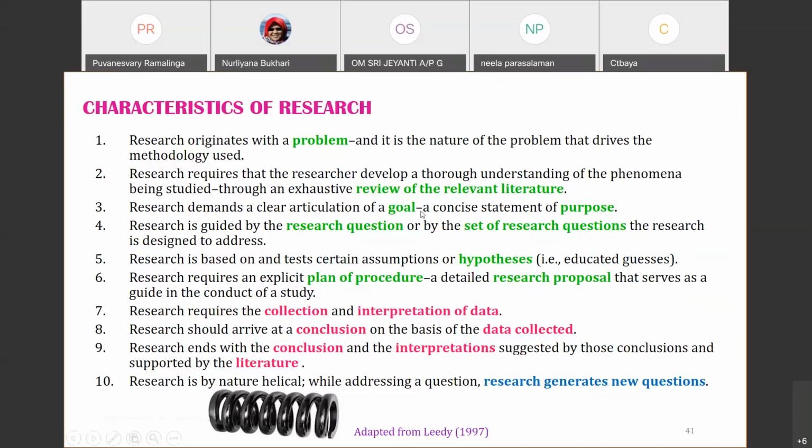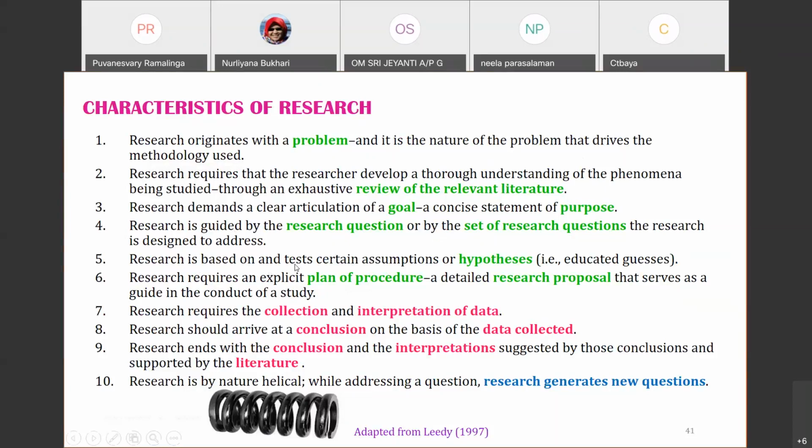Or it should be the other way around, but most of the time we start with the title just to have that kind of understanding. When you want to do this, how you want to write, how you want to frame your goal, how you want to frame your research question, basically. So here, guided by the research question, based on the goal, based on the problem. Research is based on tests and tests.